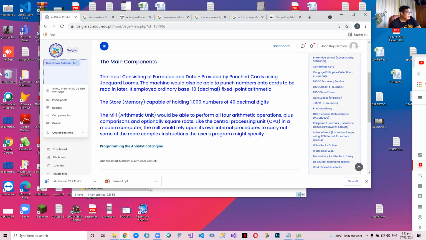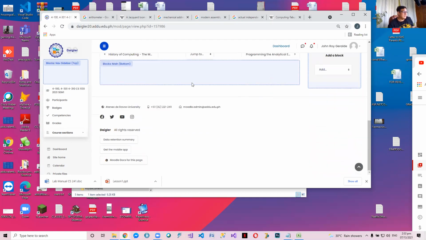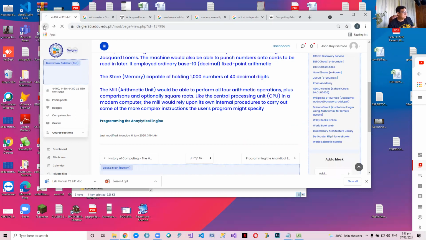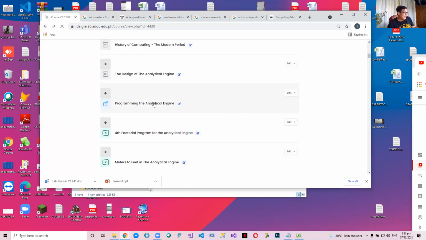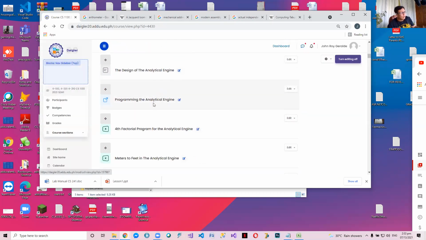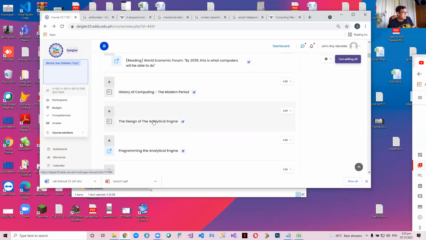The mill would rely on its own internal procedures. So it has a set of procedures to carry out some complex instructions the user's program might specify. So it has an instruction set. Like a programming language, it has an instruction set. Let's look at a sample program.